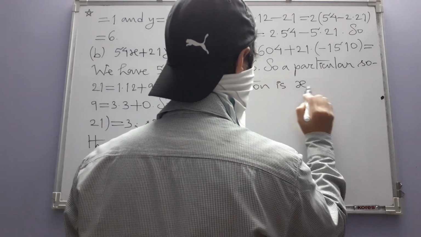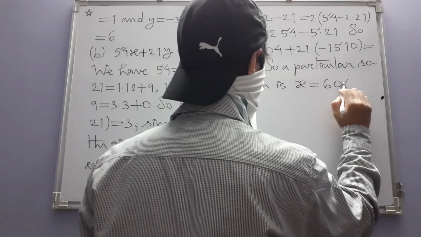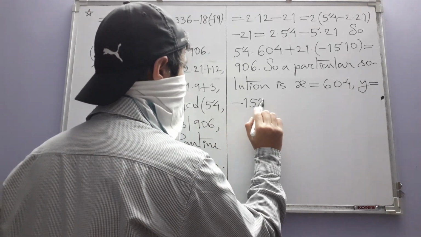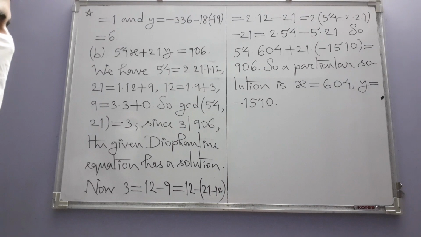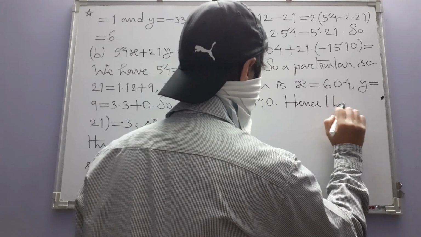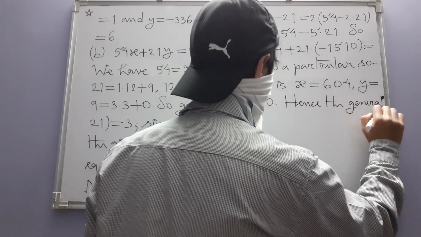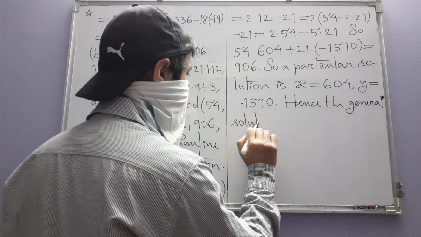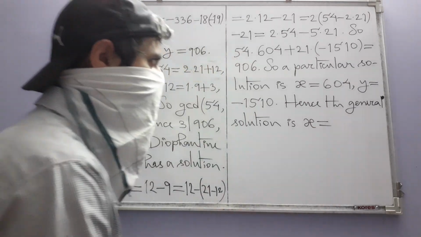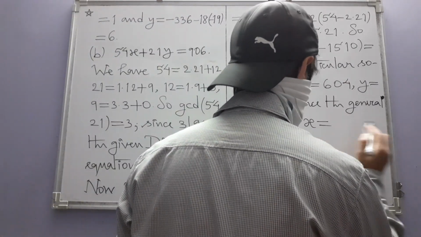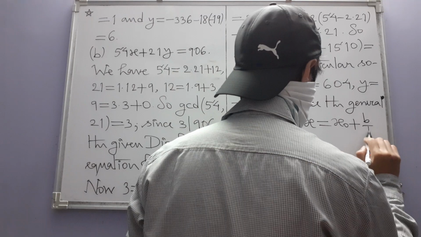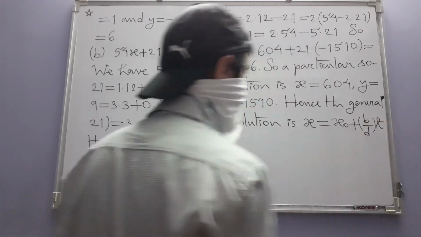So a particular solution is x equal to 604 and y equal to minus 1510. Hence, the general solution is x equal to x naught, let's just keep on writing that thing so that we don't make any mistake, plus b divided by d times t.